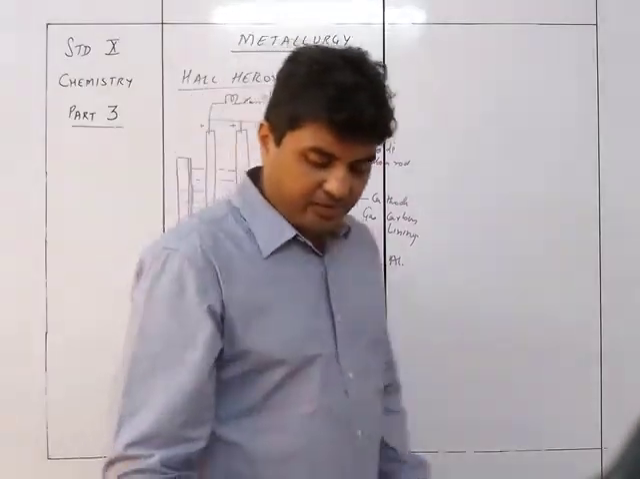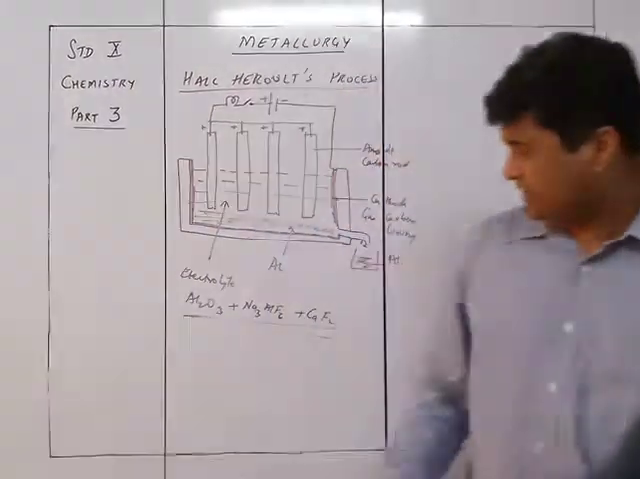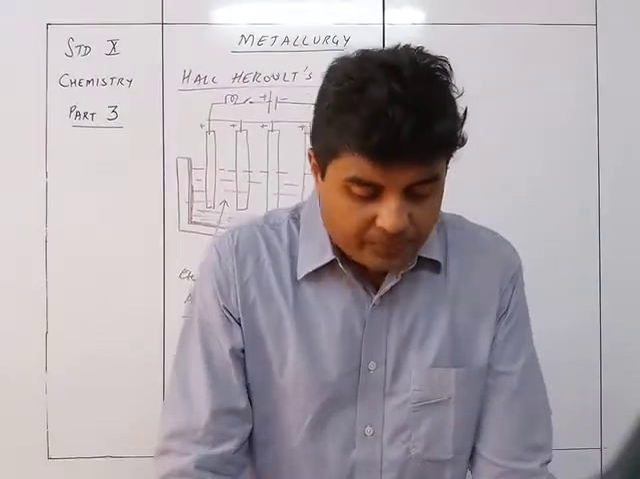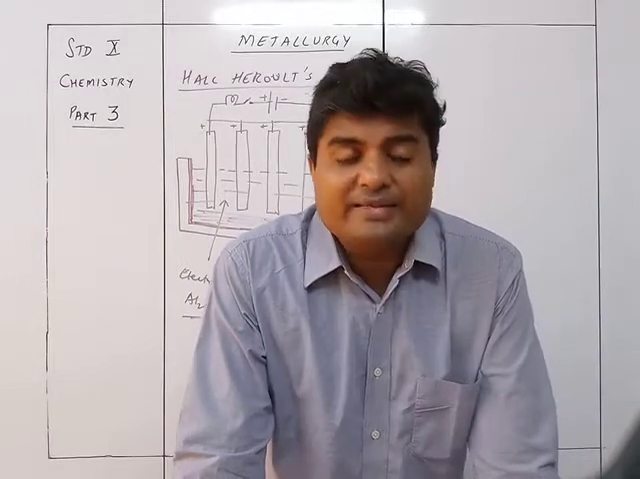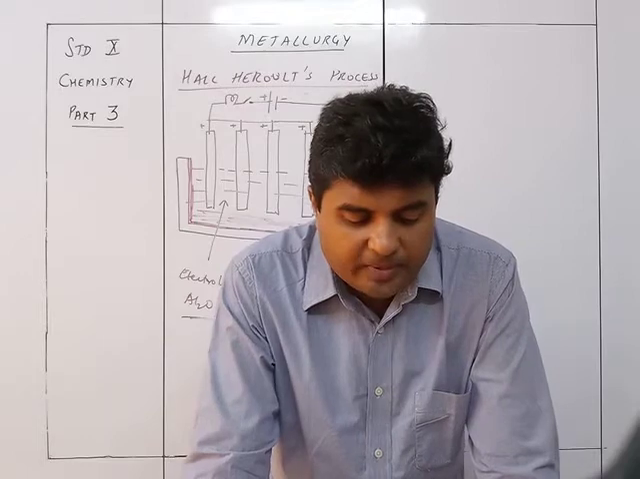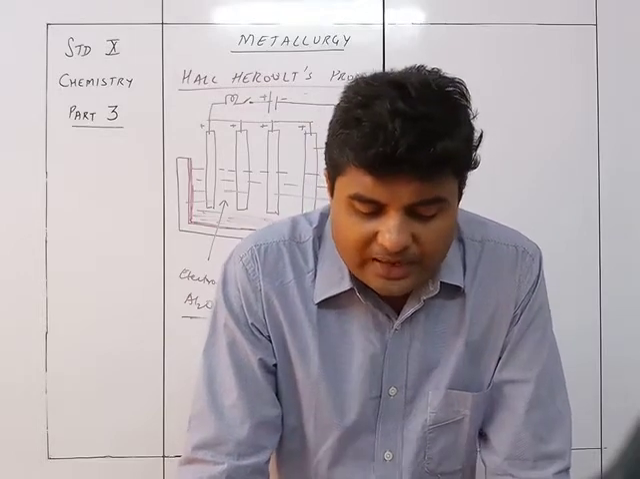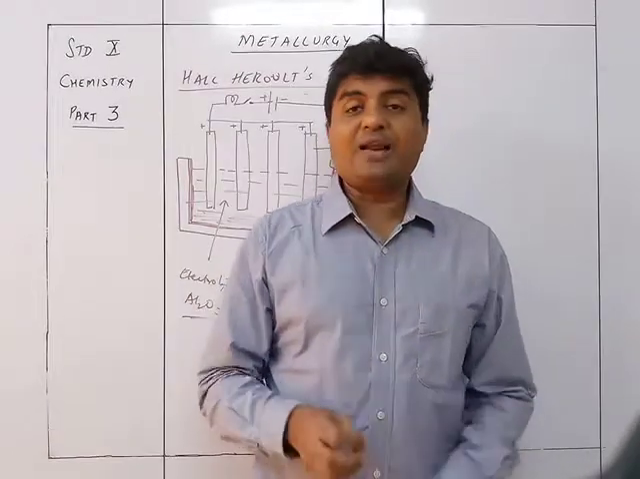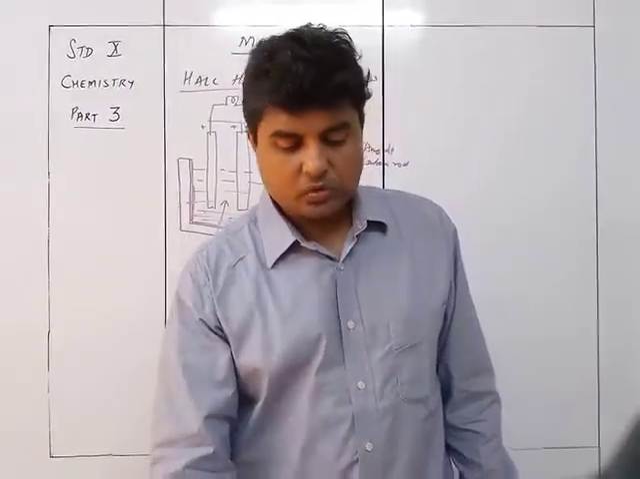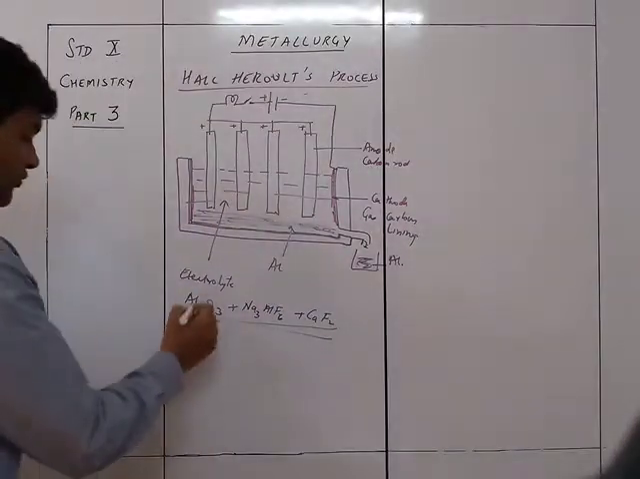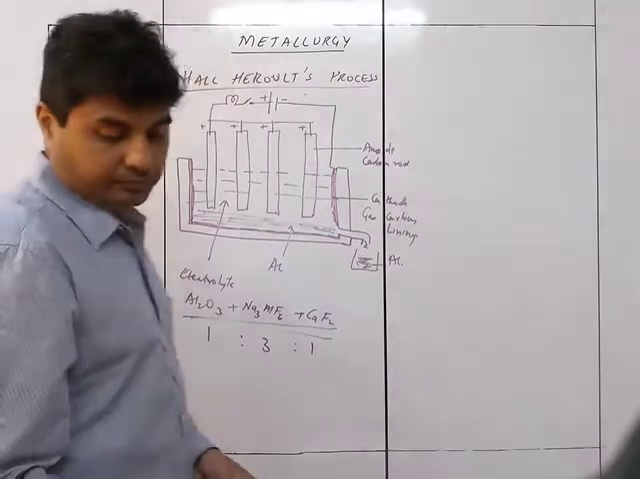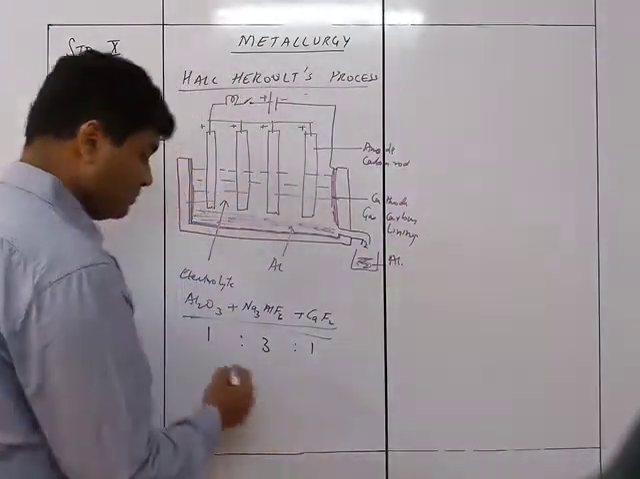Okay, the figure is anyway given over here, so if you are finding it slightly shabby, you can refer to the textbook also. So what is there in the electrolyte? The electrolyte for extraction of aluminum is alumina 1 part, cryolite 3 parts, and fluorspar 1 part. So this is in the ratio of 1:3:1 by weight.